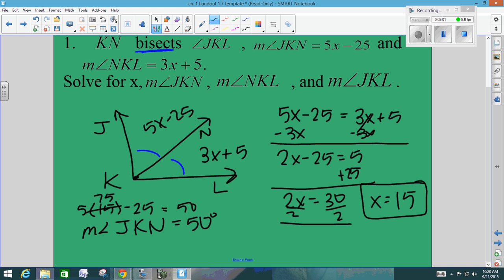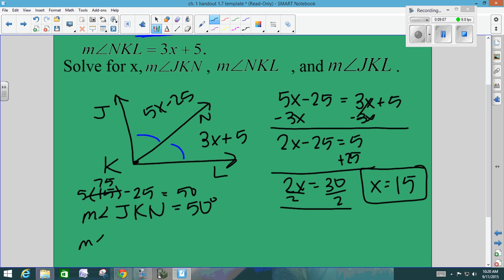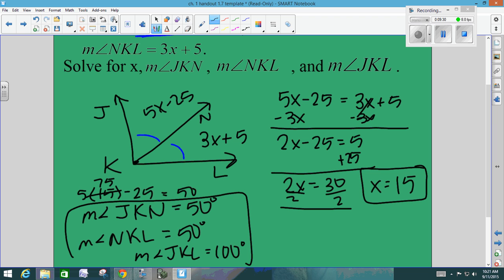Now it says to find the measure of angle NKL, which is what? Yeah. The measure of angle NKL is also 50. You shouldn't have to substitute because we marked them congruent to each other. And then the last one, the measure of angle JKL is 100. You're using your angle addition postulate there. Measure of one angle plus the measure of the other angle equals the measure of the total angle.